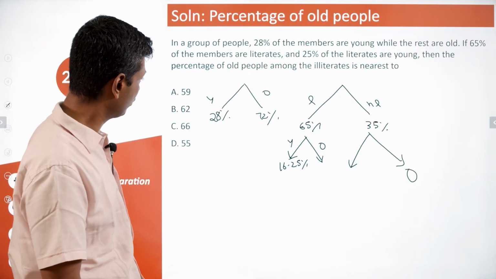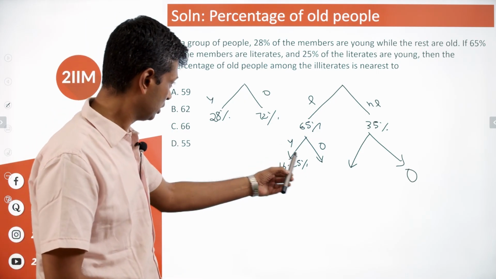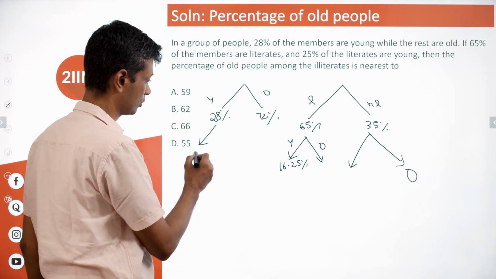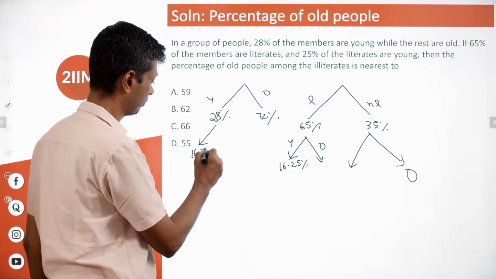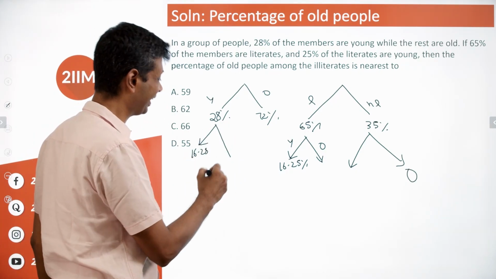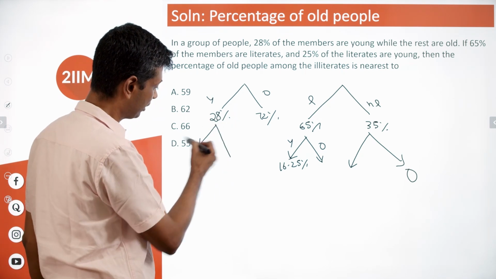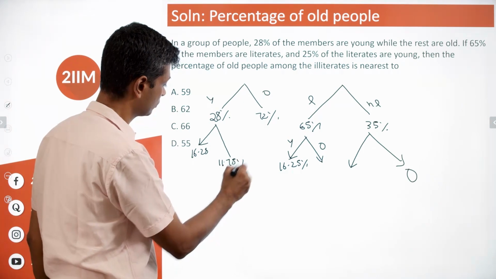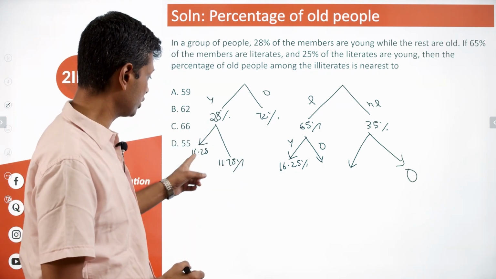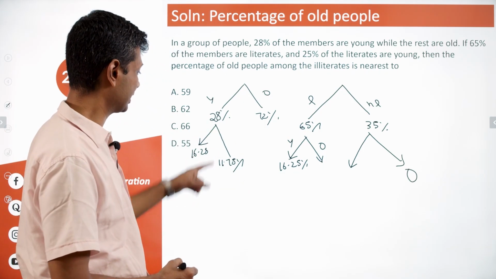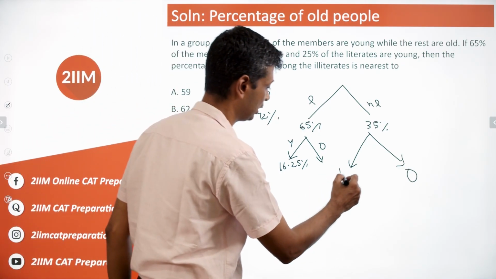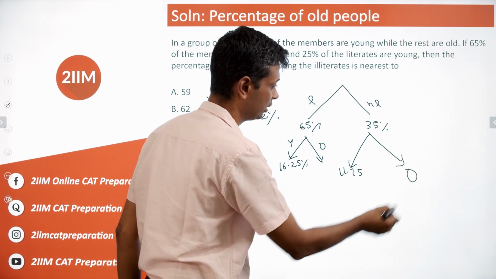Or conversely, we can say among the young people, 16.25% are literate. So not literate would be the remaining. 28 minus 16 is 12. This is 11.75. So out of 28%, 16.25% are literate, 11.75 are not literate. This is the young population. So this is 11.75. The remaining is here.